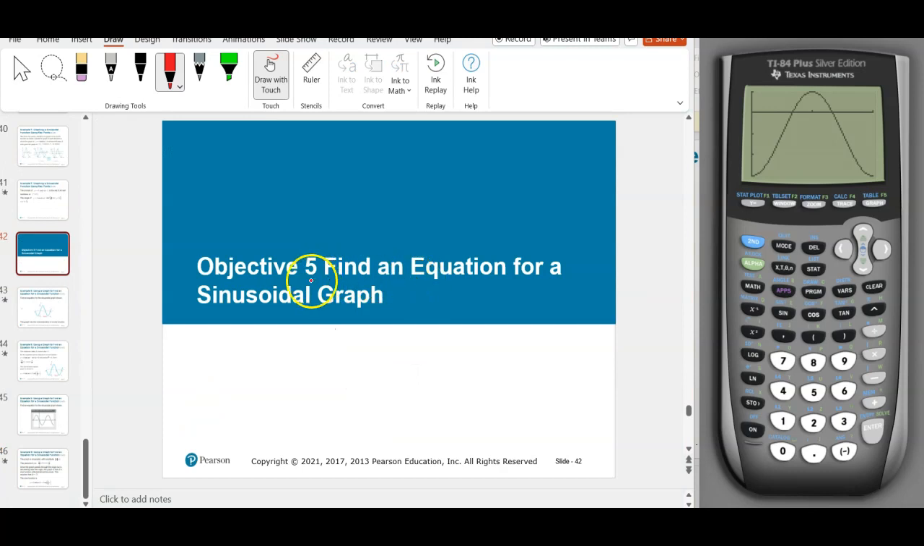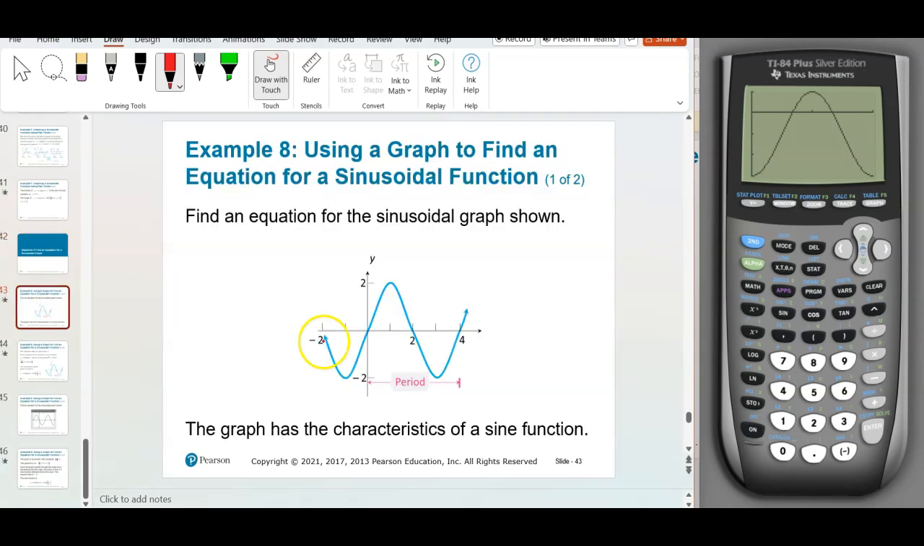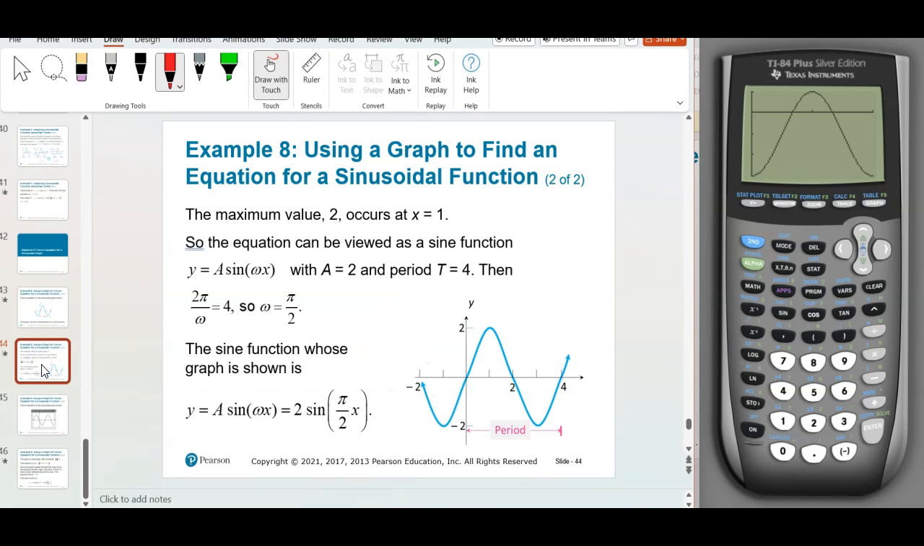All right, then the final objective here is the reverse of this: coming up with an equation when you are given the graph. So if I have a graph and I see the key points like (0, 0), (1, 2), (2, 0), (3, -2), (4, 0), can I come up with an equation that would do that? And the answer is, yeah, we just have to think through it in reverse how we come up with this.